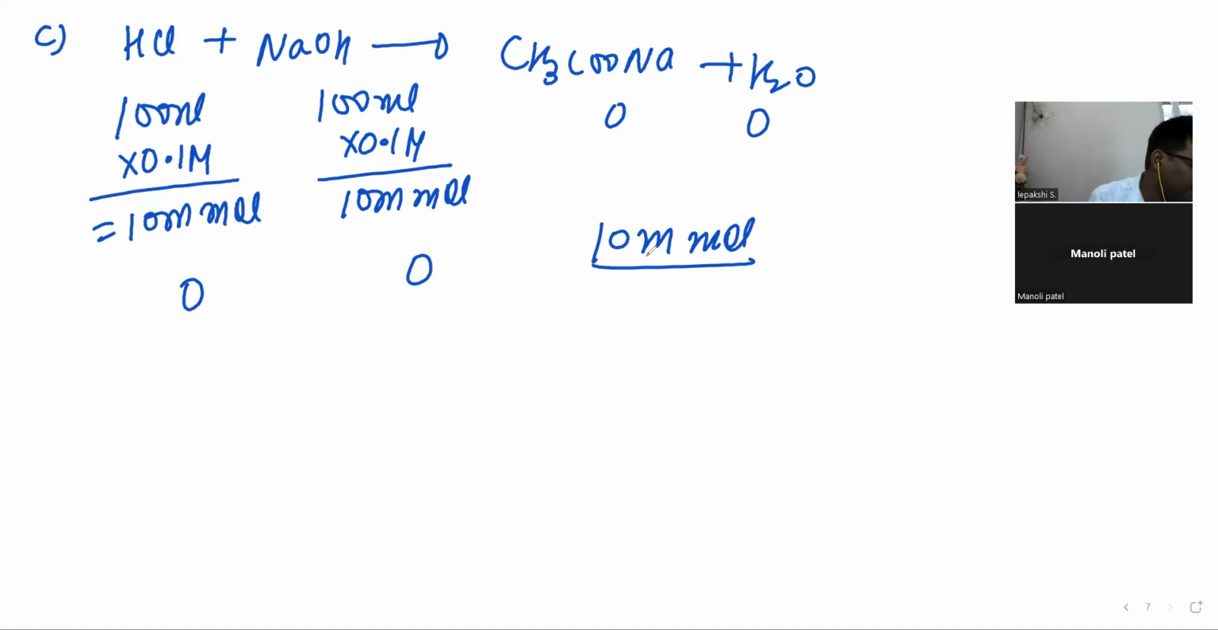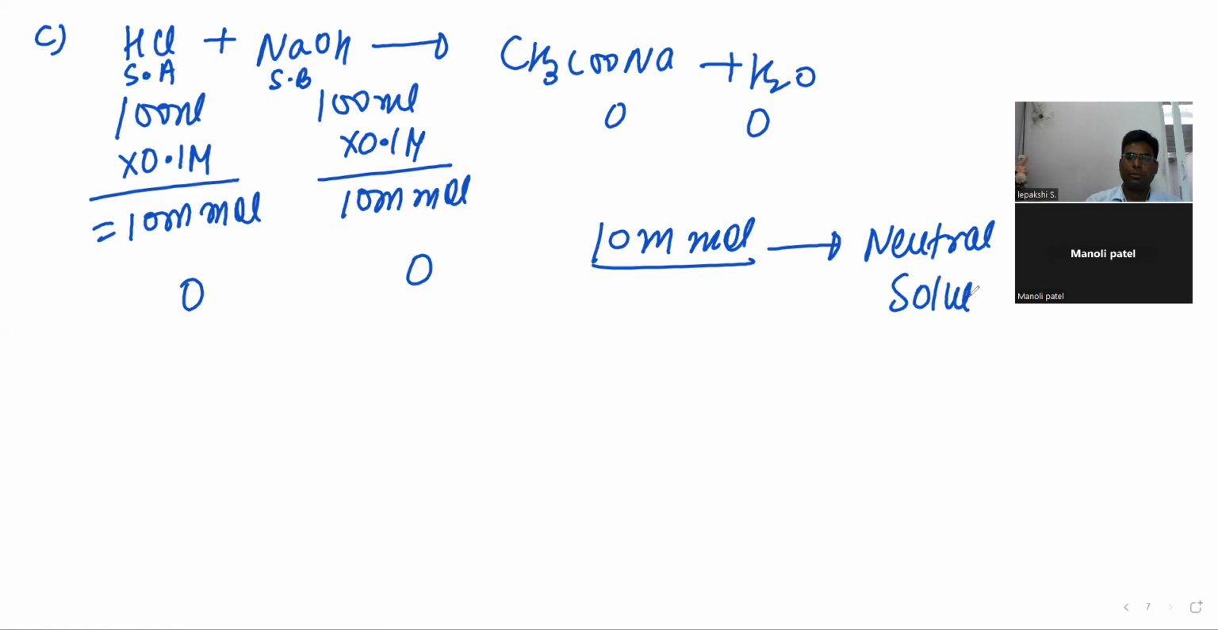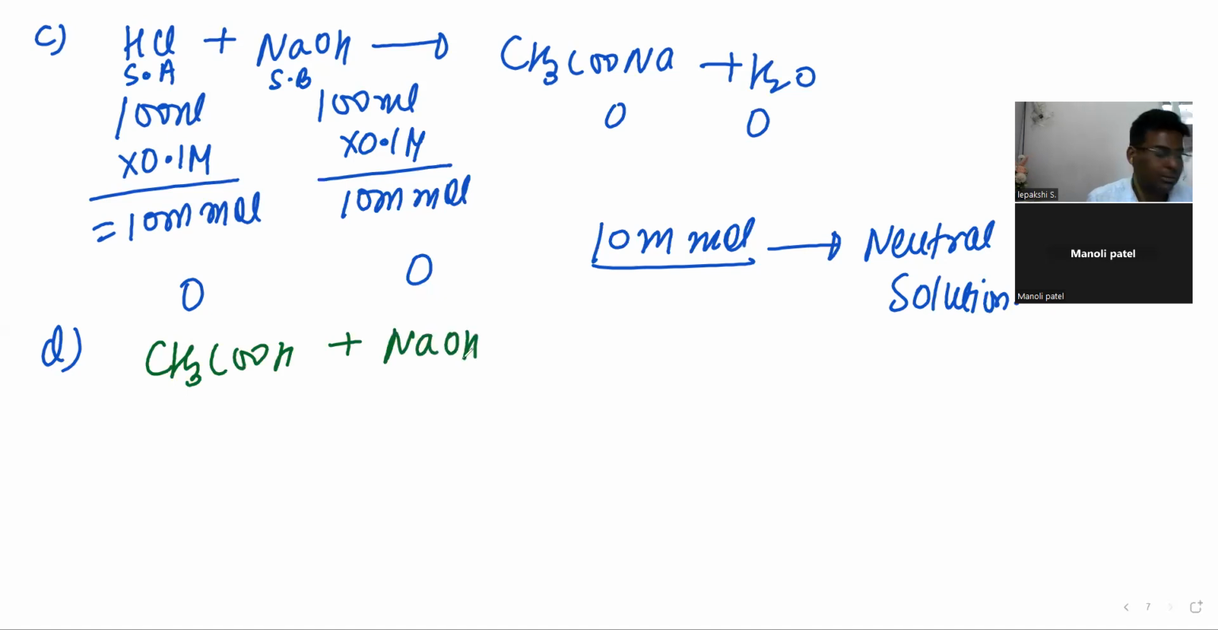So no base is remaining there. So it is a neutral solution, right? You can see this is a strong acid and strong base, so it is forming a neutral solution. So now see the option D. When CH3COOH reacts with NaOH, it forms CH3COONa plus H2O.